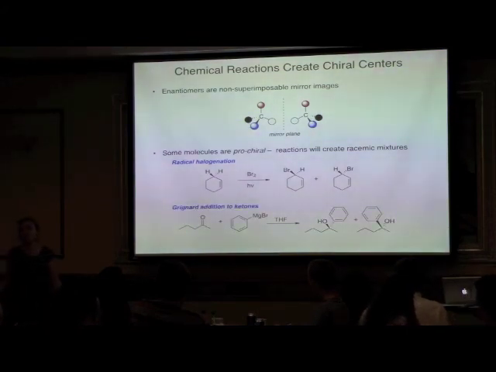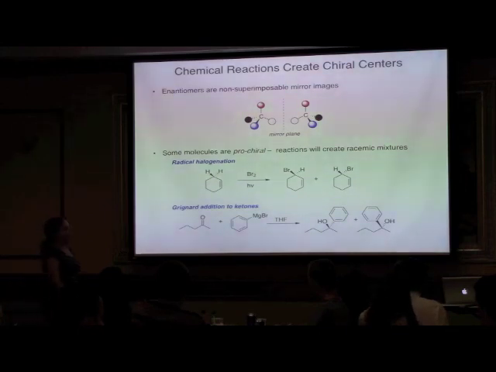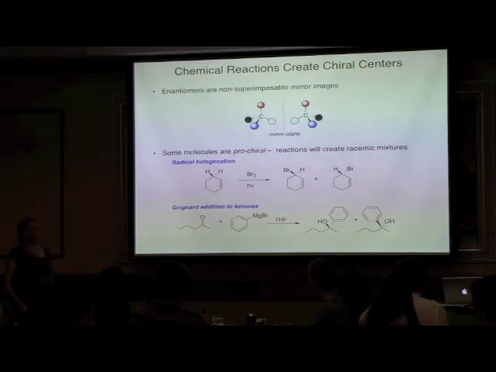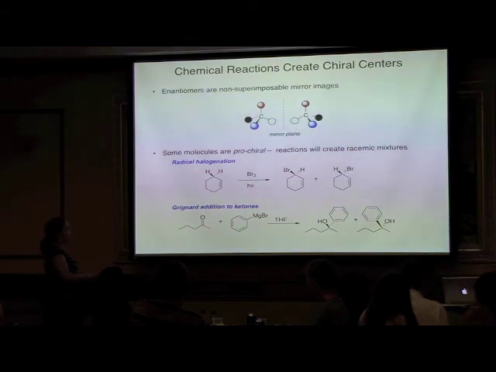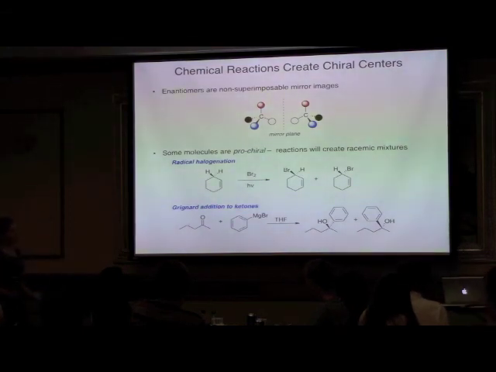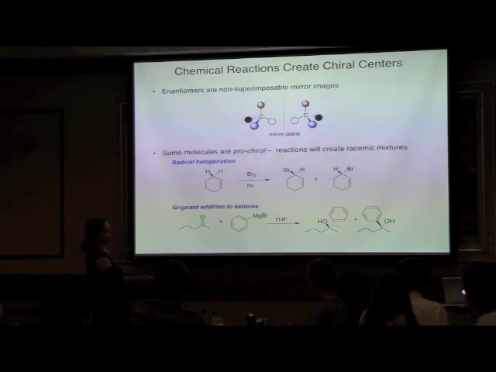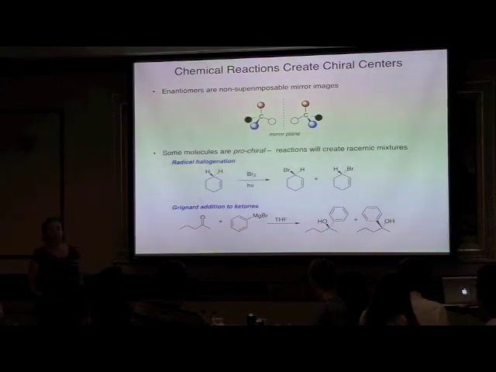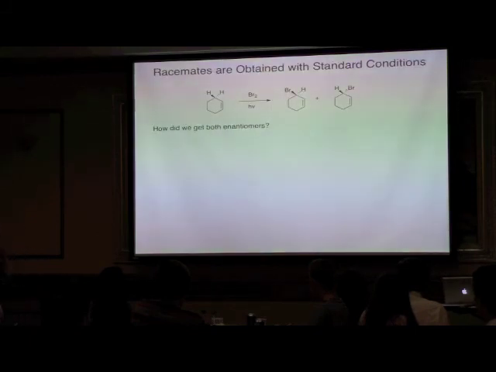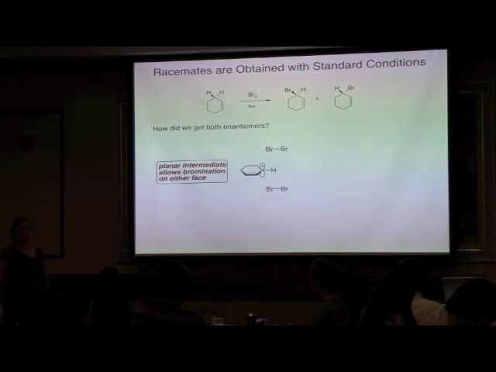And another reaction that does the same exact thing is Grignard addition to ketones. You guys will know this in a few weeks if you don't know already. But the same idea here, we're starting with molecules that do not have any chiral centers. And once the addition is complete, we have new chiral centers generated. But once again, we're getting racemic mixtures in each of these cases. And so these are standard conditions.